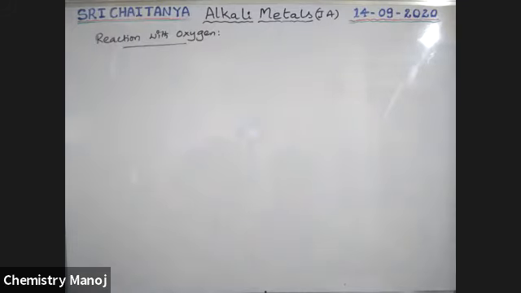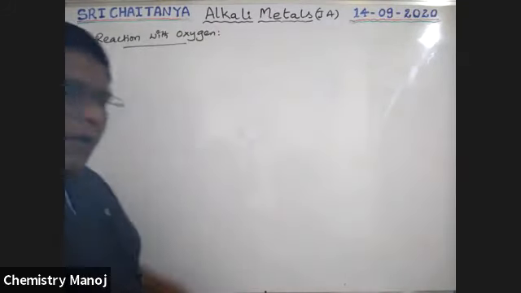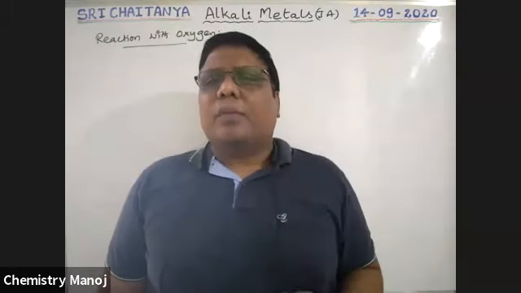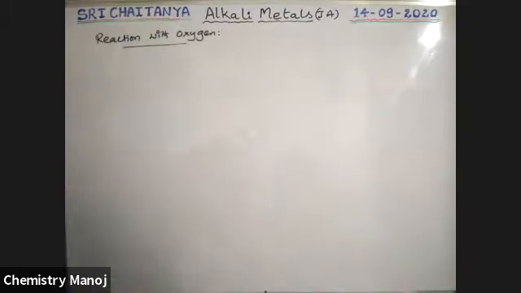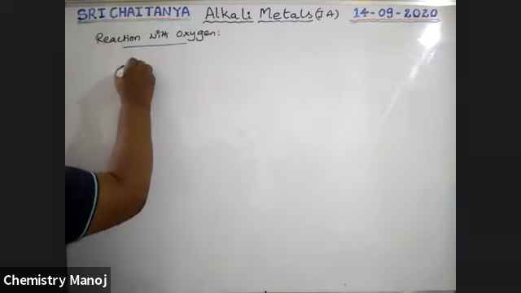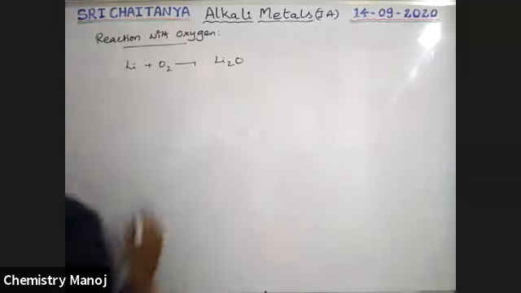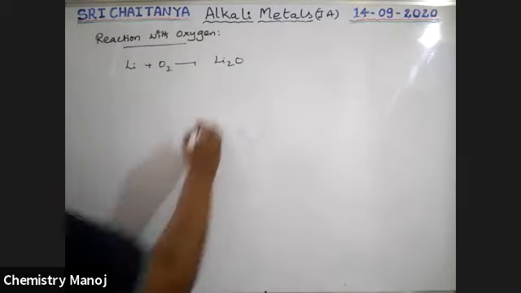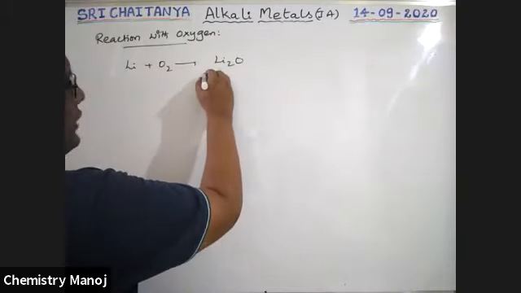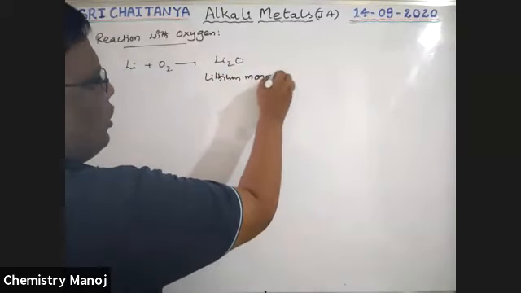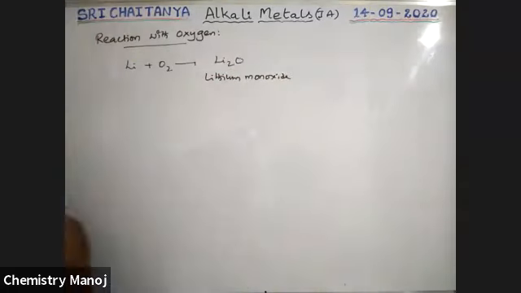Reaction with oxygen. That means when our alkali metals react with oxygen, what are the different products formed? Listen carefully, it is important. Lithium, when it reacts with oxygen, gives lithium oxide, so it is called monoxide. Lithium monoxide is the product.